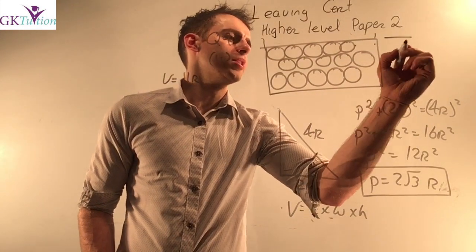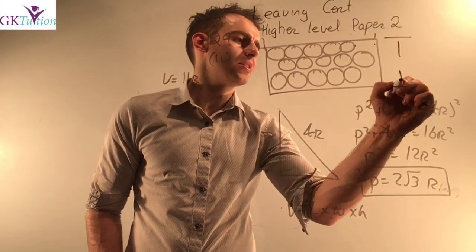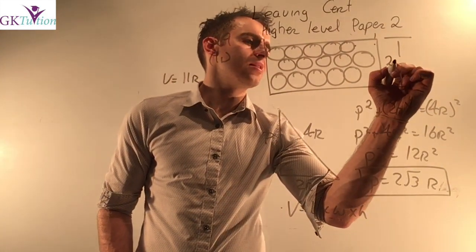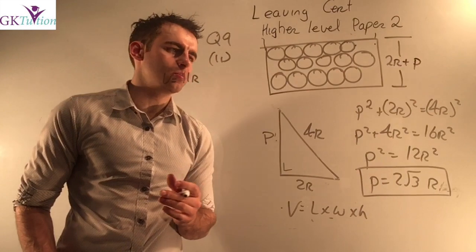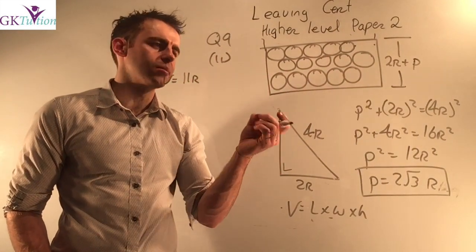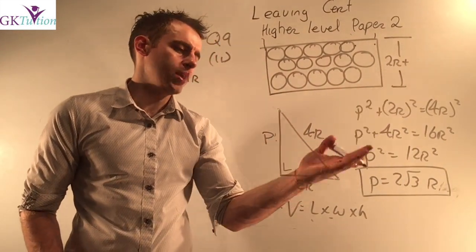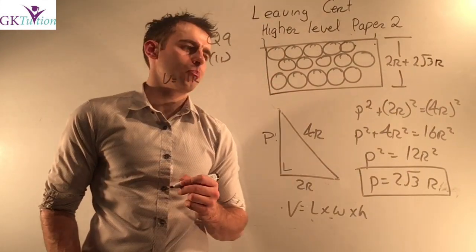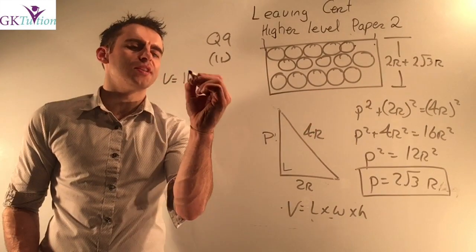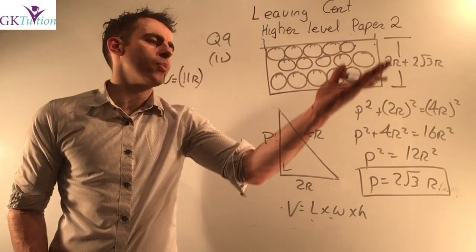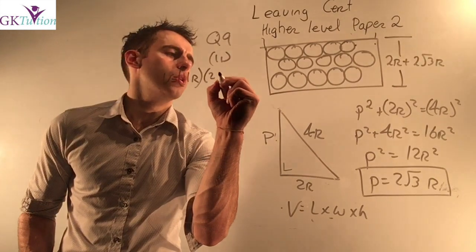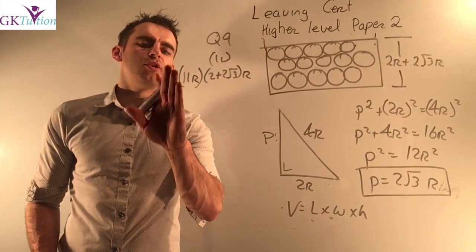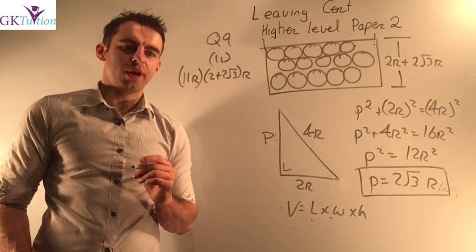The important one is getting this dimension. What is this dimension? If you look at your diagram there, there's a radius at the top, a radius at the bottom, and then the distance P. So that dimension is 2 times the radius plus P. And I've already worked out that P is 2 root 3 r. So that dimension, if I just factorize out my r, the length is 11r, the width is 2 plus 2 root 3 times r. So that's my length and that's my width.